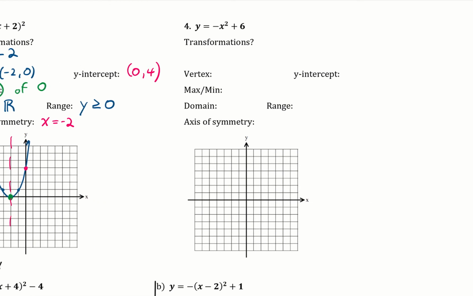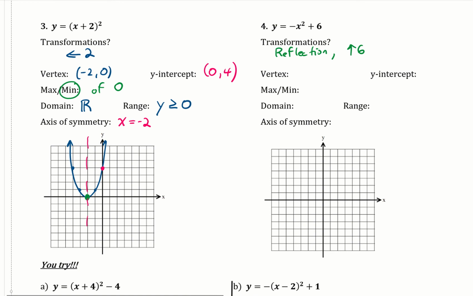All right, so if you tried 4, the negative in front of this function is going to cause a reflection. And the +6 is going to move the graph up 6. And one thing you want to be careful with here is we know it goes up 6 instead of left 6 because there are no parentheses. So from there, I'm going to go ahead and start graphing it. So from 0, 0, I'm going to go up 6. 1, 2, 3, 4, 5, 6.